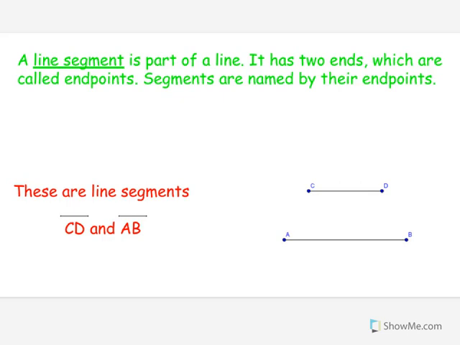A line segment is part of a line. It has two ends, which are called endpoints. Segments are named by their endpoints. So these are line segment CD and line segment AB.